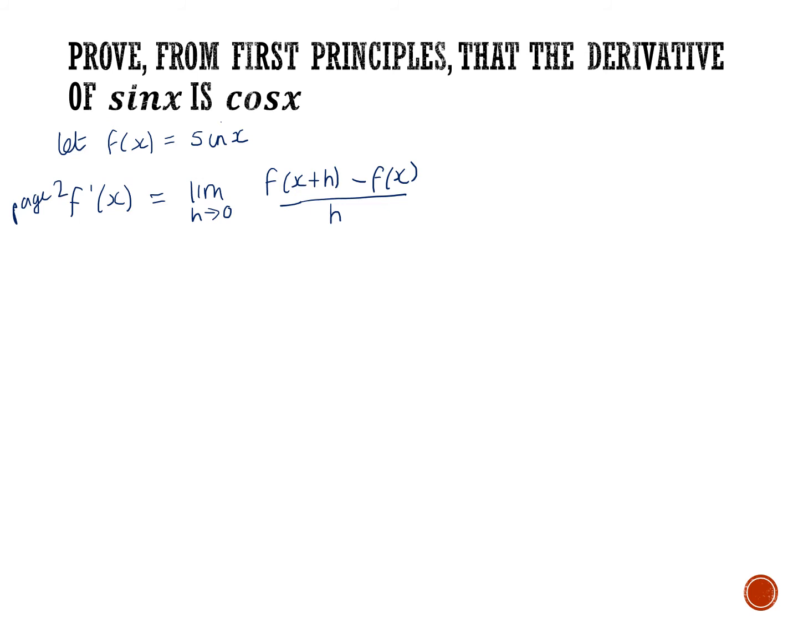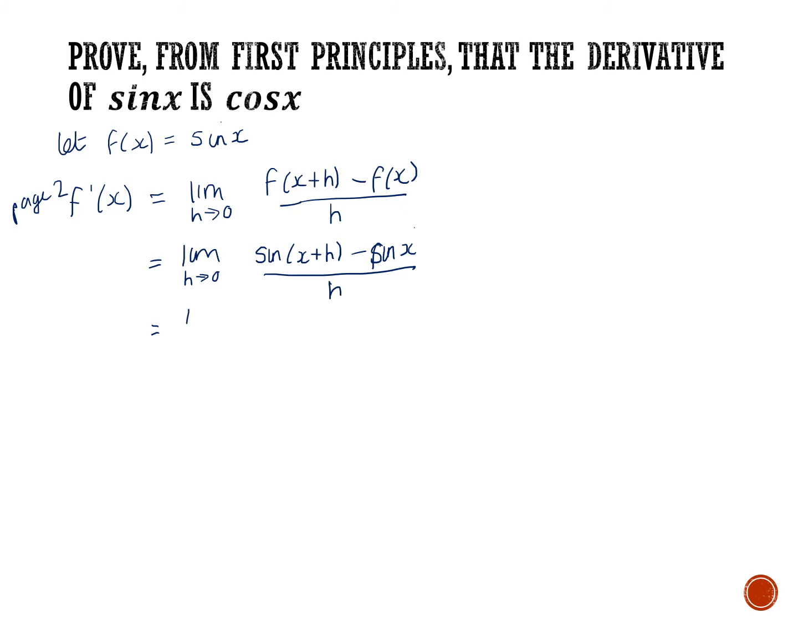Now I need to replace the f of x plus h and the f of x from my definition. So that's equal to the limit as h tends to 0. Now f of x plus h, remember from your functions work, is sine of x plus h. It's the sine function but with the argument replaced by x plus h, minus sine x, all over h.